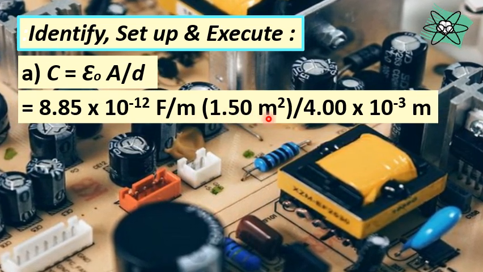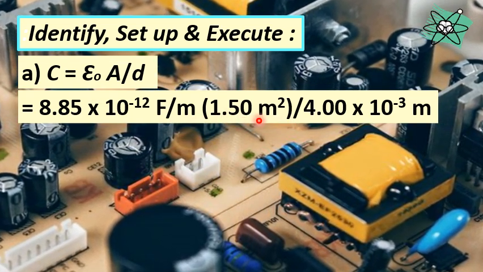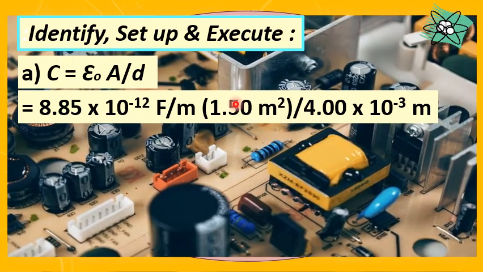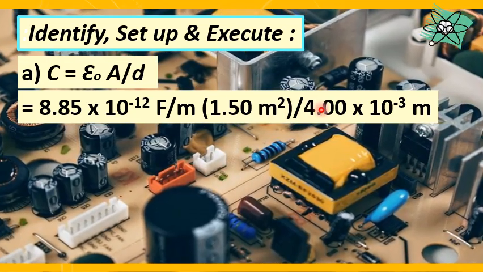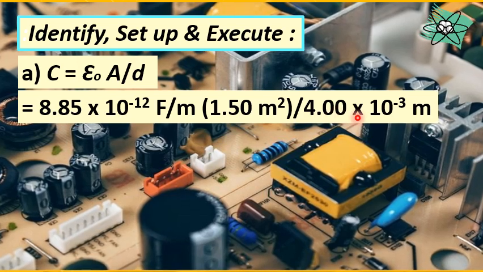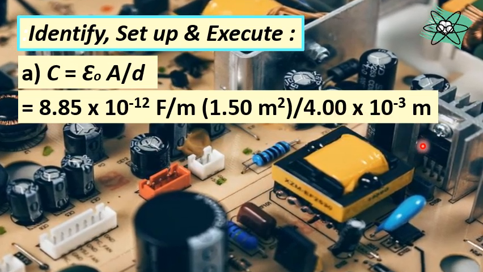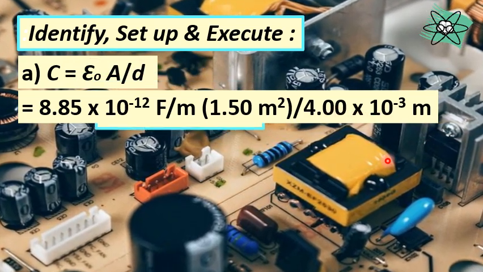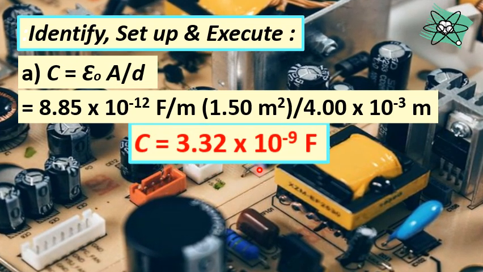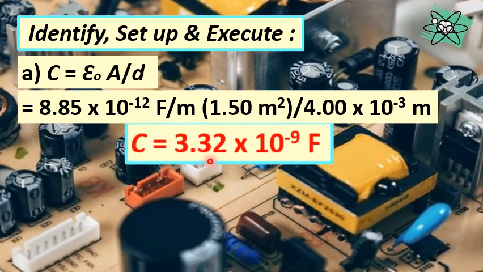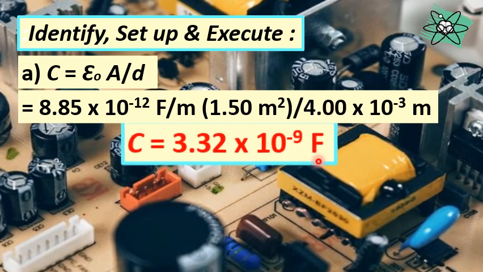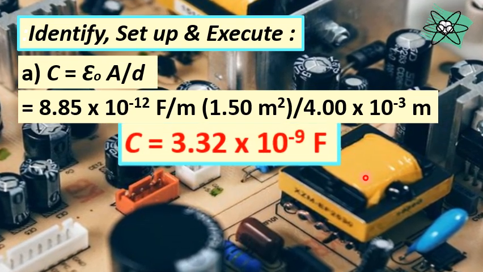multiplied by the area, 1.50 meters squared, and their product is divided by the separation distance, 4.00 times 10 to the negative 3 meters. So doing our math, we get the capacitance equal to 3.32 times 10 to the negative 9 farad in 3 significant figures.